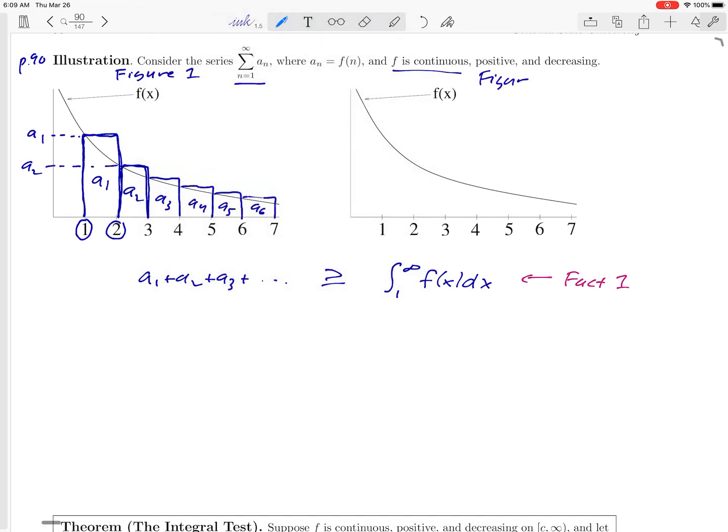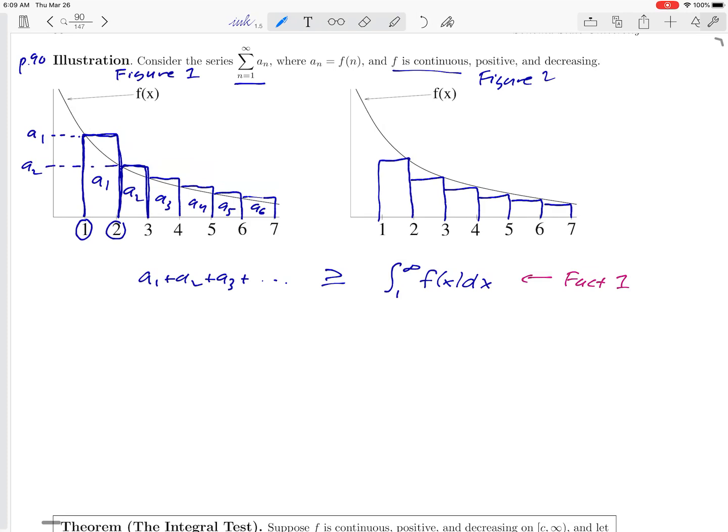Okay, and now we're going to draw a similar picture over here to the right. Okay, this time we're going to draw our rectangles a little bit differently, though. This time we're going to draw them to be right sums. Okay, so every rectangle now touches the curve at the right-hand endpoint.